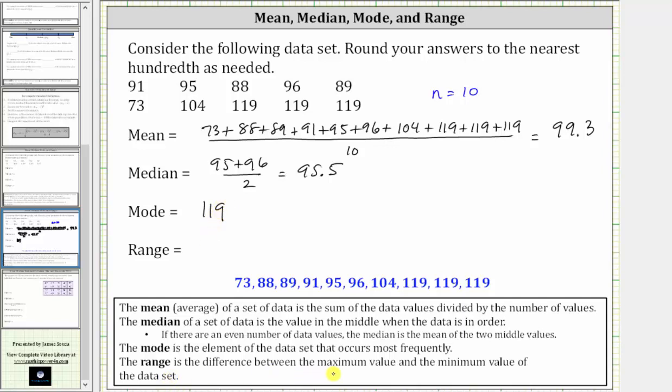The range is the difference between the maximum value and the minimum value of the data set. So in our case, the maximum value is 119. The minimum value is 73. The range is equal to 119 minus 73, which is 46.